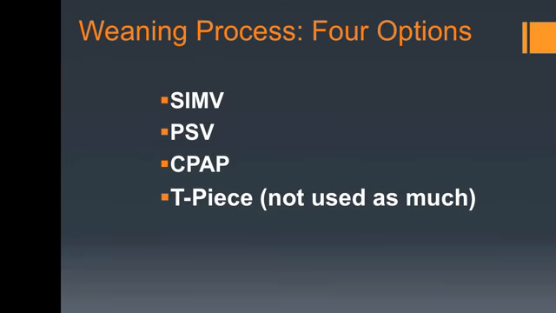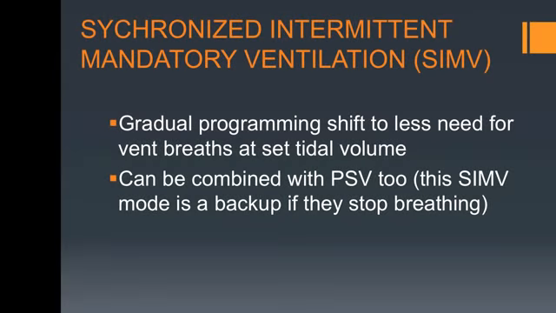Now, we've had our patient on the ventilator, but at some point we're hoping to wean them off. There are 4 options in the weaning process that are typically discussed, and I'll go through each of these individually. The first is the SIMV, Synchronized Intermittent Mandatory Ventilation, which was discussed earlier in the screencast. If your patient was on more of a dependent mode, this allows the ventilator to sync with the patient's actions. Gradually, the programming on the equipment would shift to less need for ventilatory breaths at set tidal volume. So it would be triggered by the patient's need or lack of need.